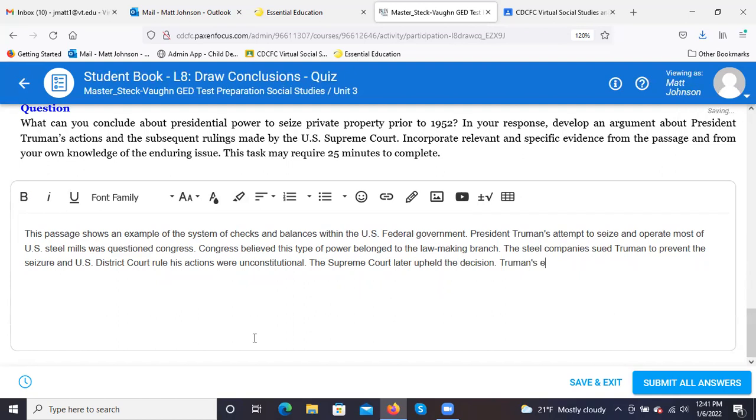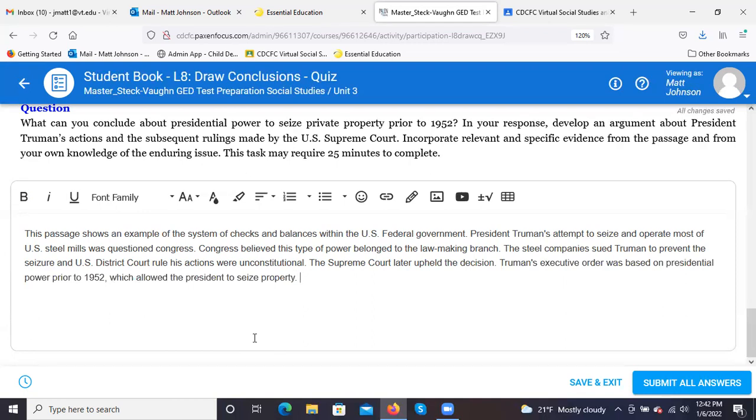Truman's executive order was based on presidential powers prior to 1952, which allowed the president to seize property. All right. So that's basically everything we need there, right?